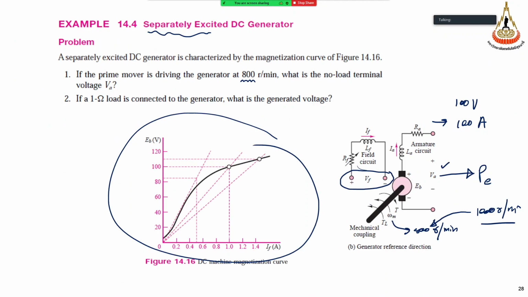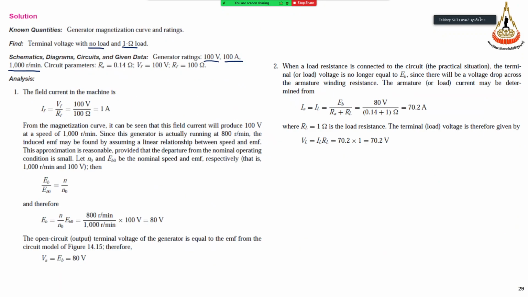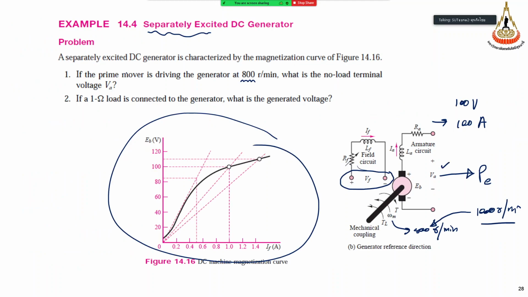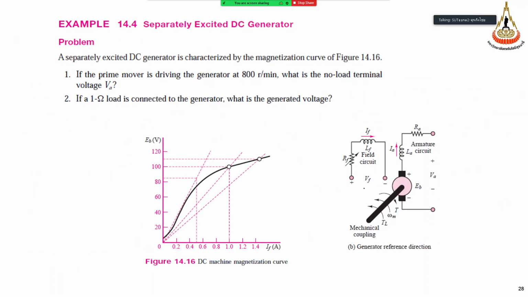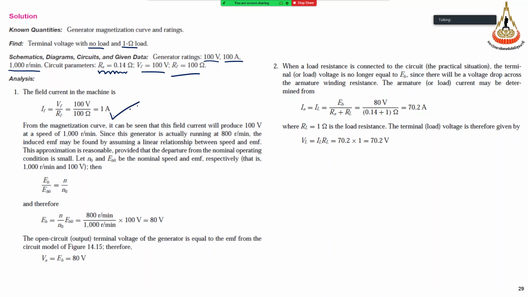So first we compute the field current. The circuit parameter RA is 0.14 ohm, VF is 100 volt, and RF is 100 ohm. So we can compute IF. IF with 100 volt and 100 ohm, the current will be 1 ampere, V divided by R. 1 ampere produces 100 volt.